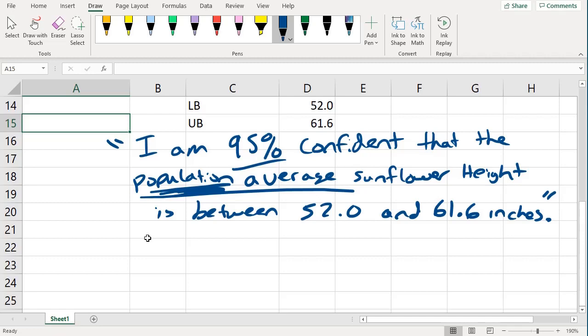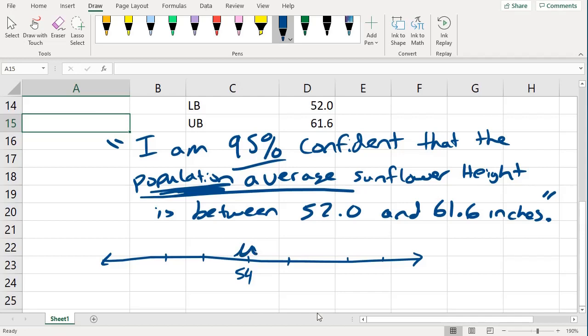Basically, if I have a number line, I don't know where on this number line the population average mu is. That's the whole problem. I don't know what the population average is. For the purpose of this conversation, let's assume mu is 54. But I don't know what it is.